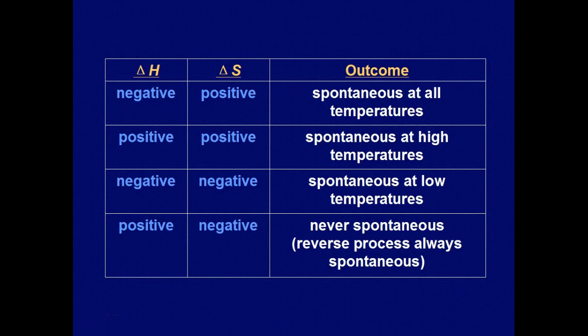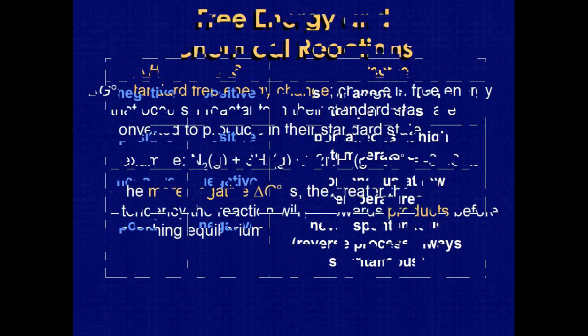If they're both positive, then the entropy term is going to give you a negative value, and at higher temperatures you're more likely to have a negative free energy value. And if both terms are negative, then it's when your reaction is exothermic, you are more likely to have a spontaneous reaction. And then you want to minimize that entropy term, so you want to use it at lower temperatures. Okay?